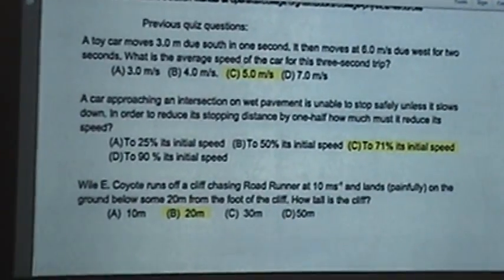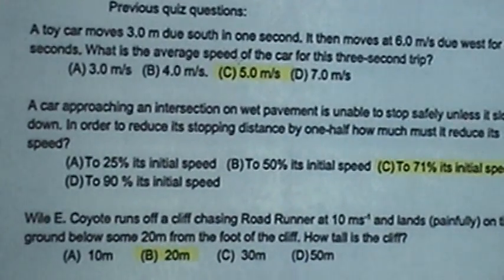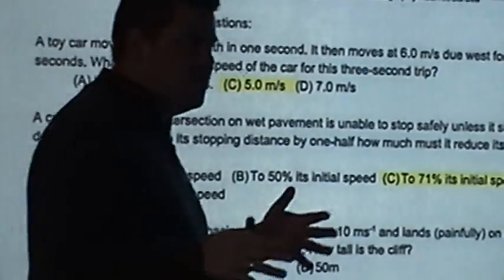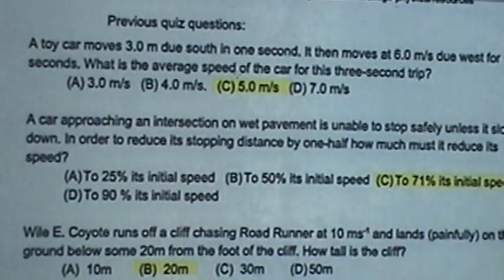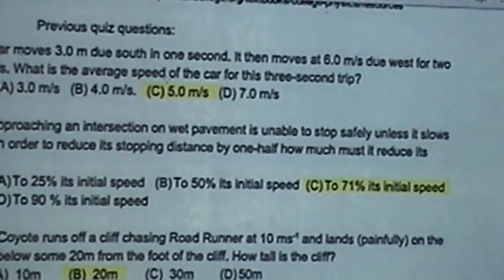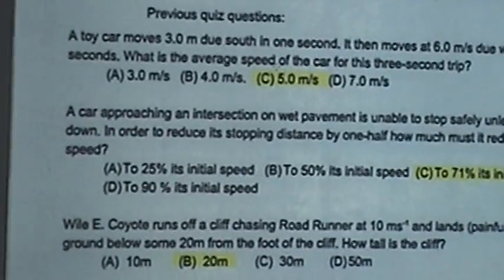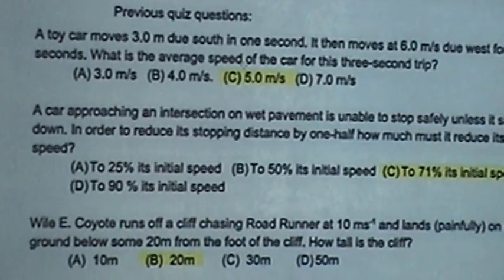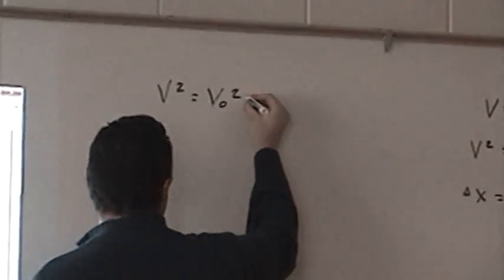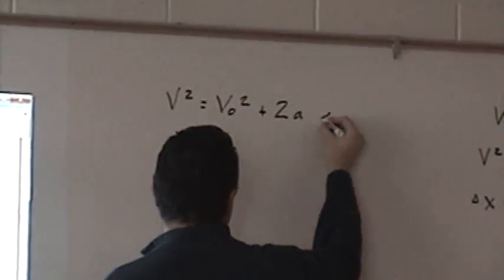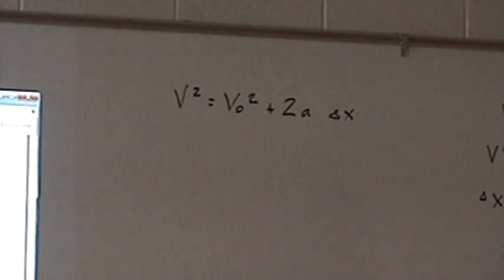A car approaching an intersection on wet pavement. If you want to decrease the distance that it takes for you to stop, you want to find out, well, how much slower do you need to go? One way to illustrate that is you could use an example. For instance, looking at the equation v squared equals v0 squared plus 2ax, I'm going to turn on this front light just so you can see what I'm doing.